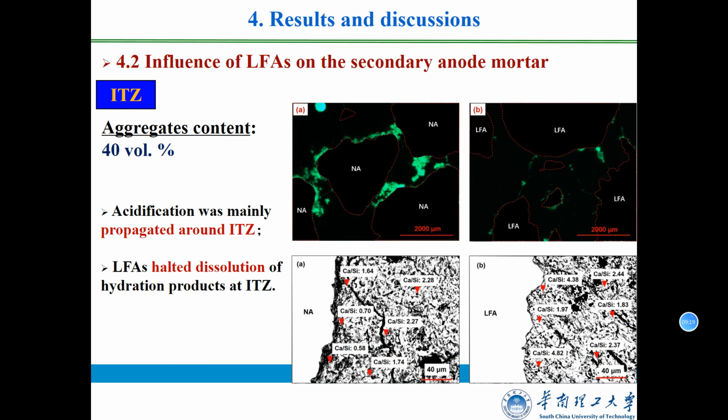In the ITZ region, it was observed in OFM images that a very bright color was present for the reference specimen, indicating severe acidification damage and subsequently a more porous macrostructure in this region. In comparison, the acidification damage in the ITZ was dramatically mitigated by the functional aggregates, evidenced by the less bright color in this region and the smaller influenced area for specimen LFA.